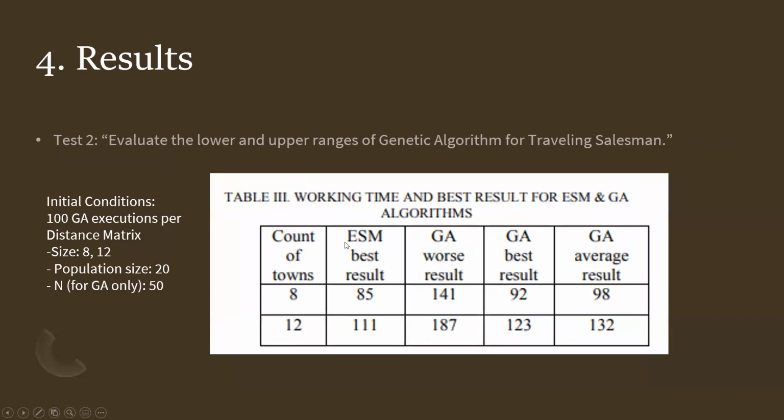But test number 2 was to evaluate the lower and upper ranges of genetic algorithms for traveling salesmen. So how good can it get and how bad can it get? What they did was they did 100 executions of the previous test on each distance matrix for sizes 8 and 12. Same thing, population size of 20, 50 generations. And what they got was that the worst results can get significantly worse. And the best results will always be worse, of course. It's an approximate answer. What ends up happening if you average the two is that on any given genetic algorithm test, you can get up to 15 to 20% worse than the best solution found from the ESM algorithm.